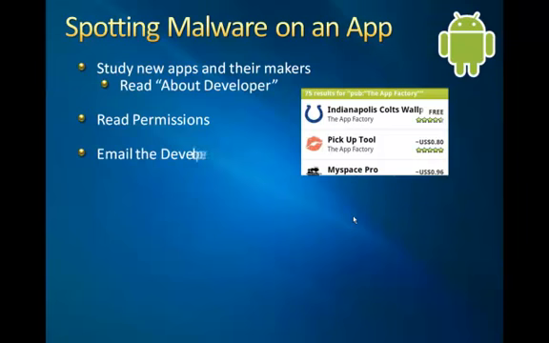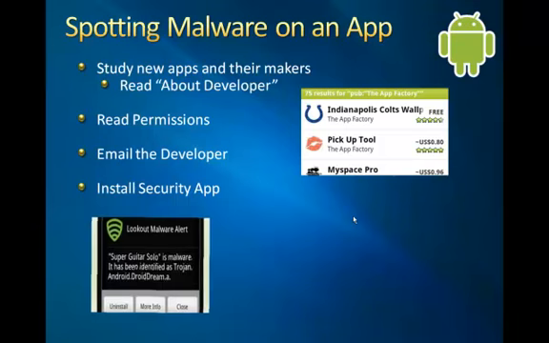If you're still in doubt, just email the developer. This is rarely done, but it can happen. They could respond back to you. Another thing is to install a security app such as Lookout. And here it will show you that it had been found, a malware alert, Super Guitar Solo, identified as Trojan.